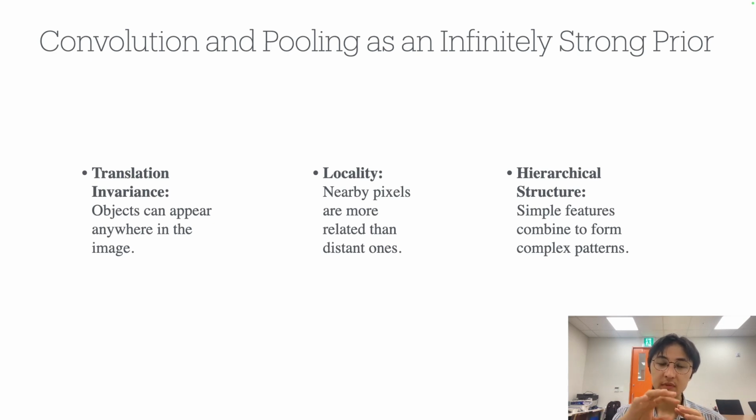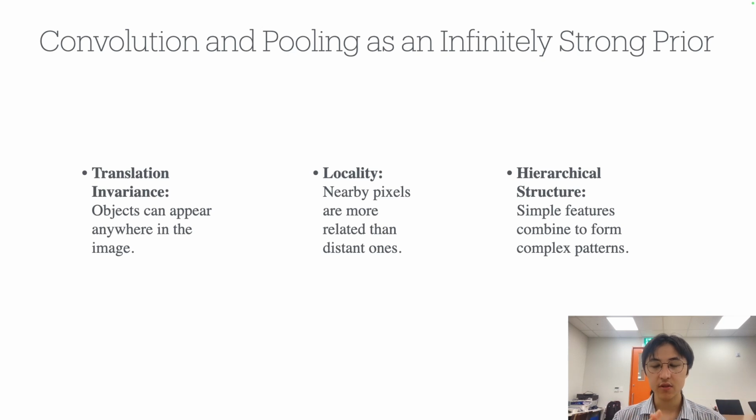The second assumption is that neighborhood pixels affect the calculation more compared to pixels located far from it. This means that, for example, if we want to find an object in the center of the image, we don't necessarily need to look at the pixels on the edge, in the top right corner of the image.